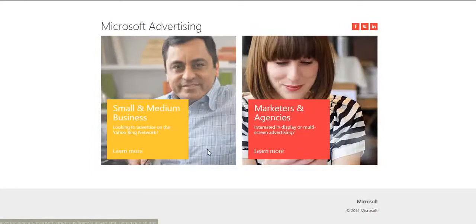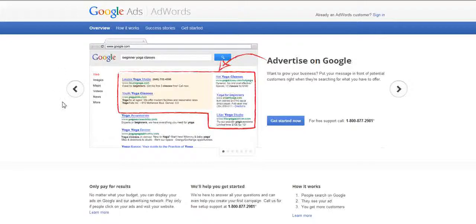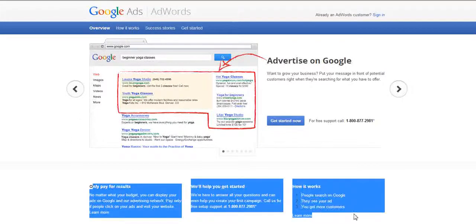Both platforms are similar in the types of campaigns you can set up. All right, search or display networks, so text or image based. The display network is also called content network in Bing, and you can target geographic areas in both. You can also, of course, set negative keywords or view quality scores, all that good stuff.